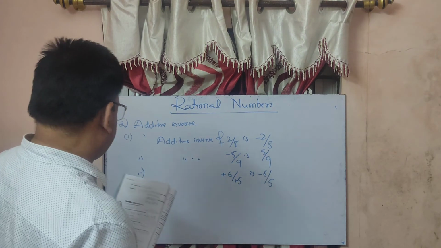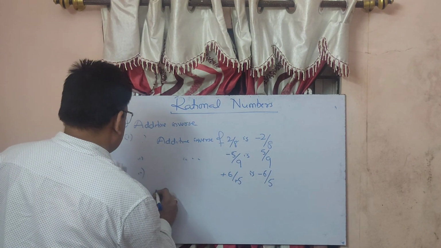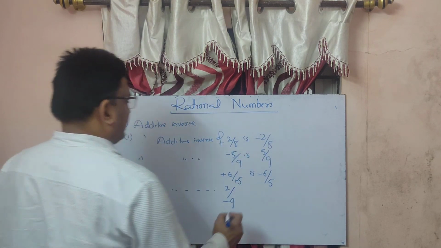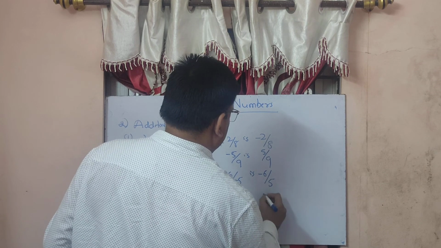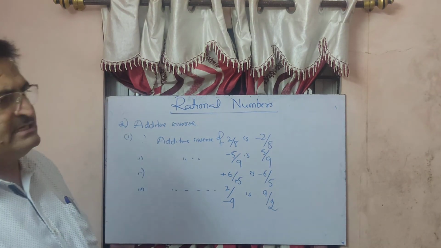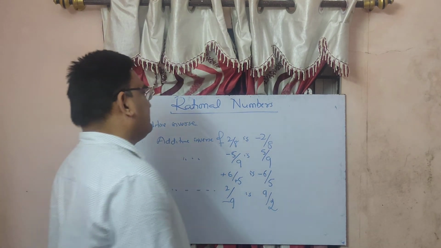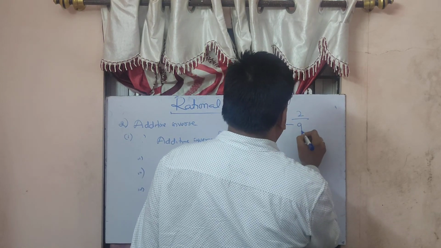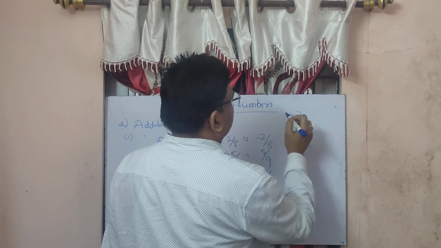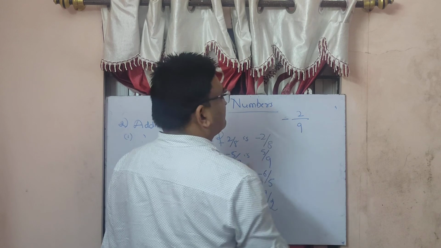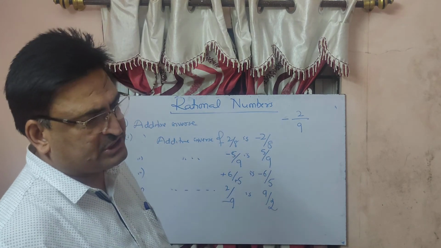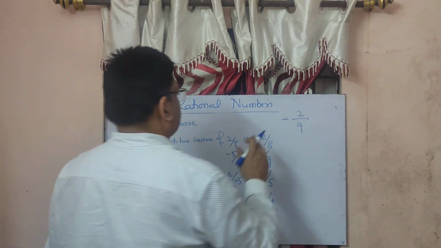Okay. What is the fourth one? What is the additive inverse of 2 upon minus 9? It is 9 upon 2. You might be confused, but if the minus is here, you can write this minus here also, or you can write the minus here also. There will be no change. Got my point?